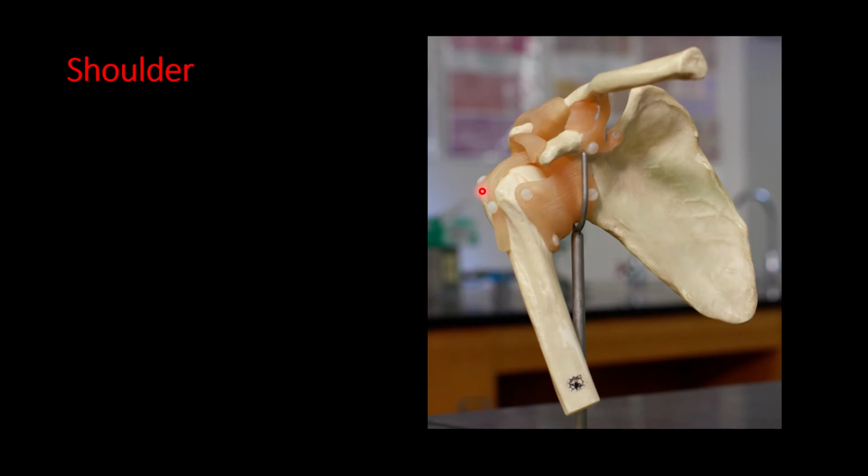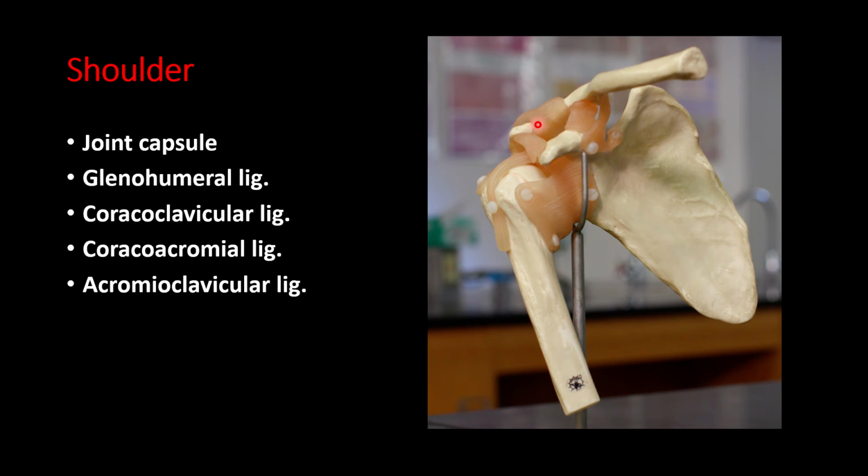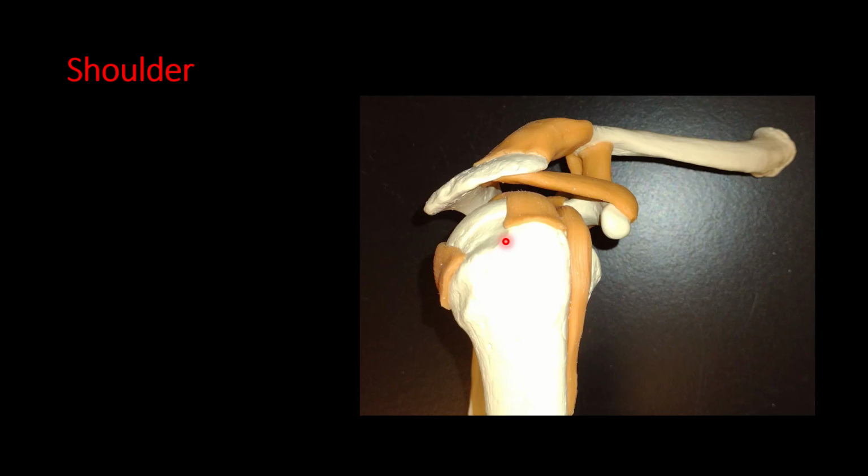And this is a different model, same anterior view. So you can see the joint capsule here and the glenohumeral ligament, the coracoclavicular ligament, the coracoacromial ligament, and acromioclavicular ligament. You see the biceps brachii muscle tendon. And this is the lateral view of the shoulder joint or glenohumeral joint.